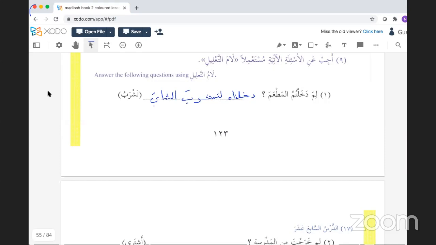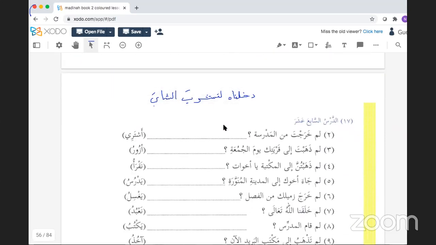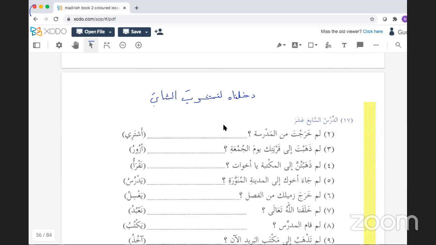So that could be Abdul Kareem. Are you okay with number 2? I haven't written this. I'm sorry about that. Okay, no problem. But I can try. Lam kharajta minal madrasati. Not going to be lam, it's going to be lima. Lima kharajat minal madrasati. The answer would be لما خرجت من المدرسة.